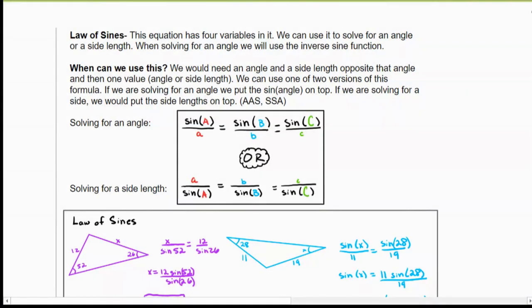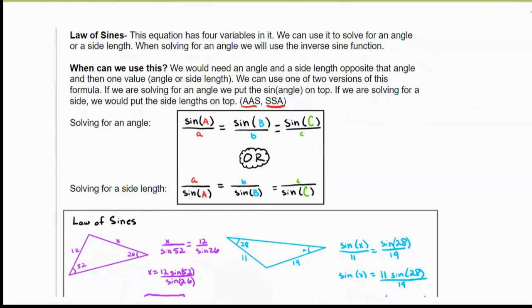So here we are looking at the law of sines, and we can use this in a couple different situations. Specifically when we have an angle, two angles and a side, or two sides and an angle. Again, there are times where we don't have these. We can use other formulas to solve, and then we can use the law of sines.